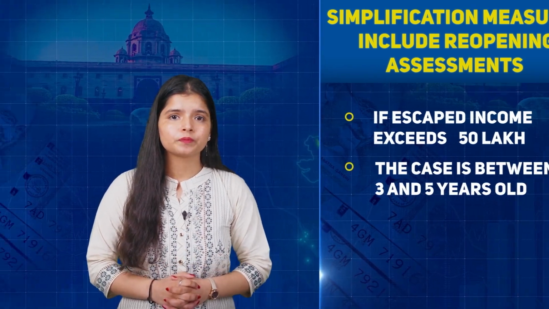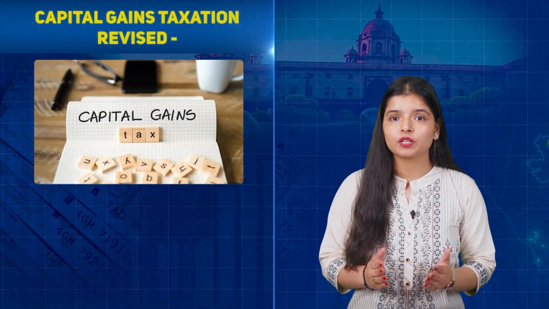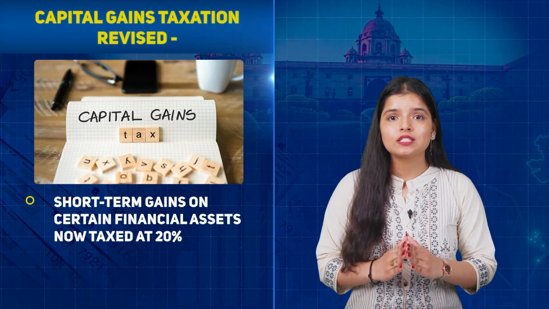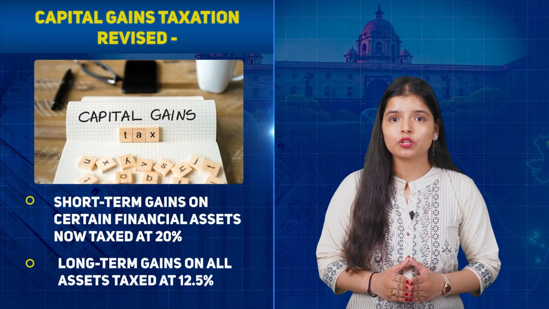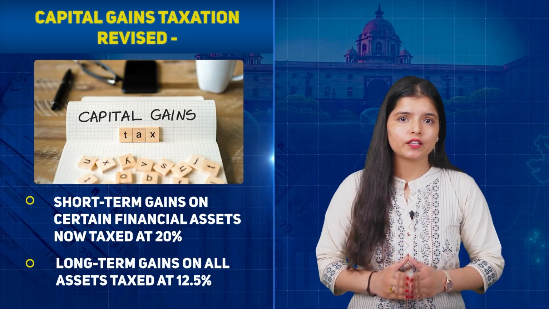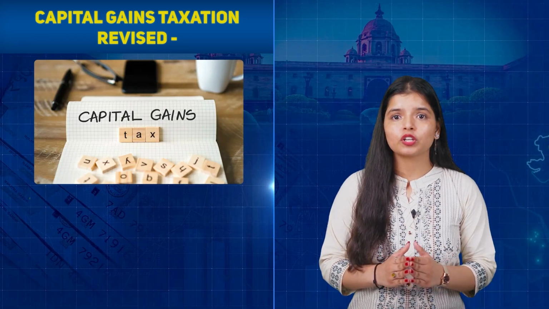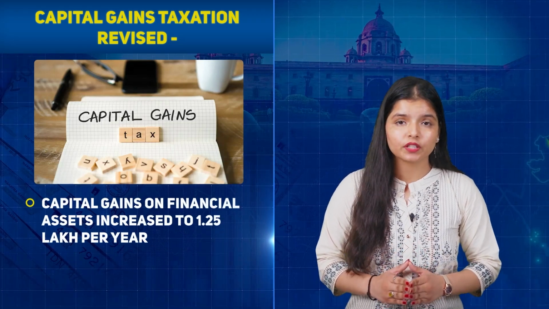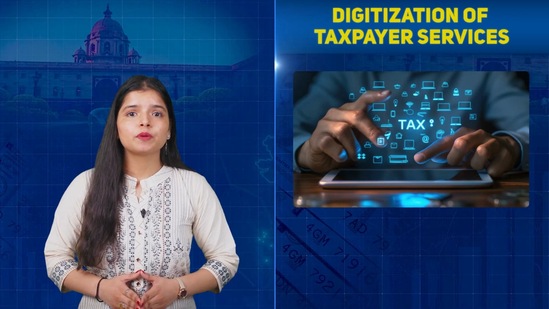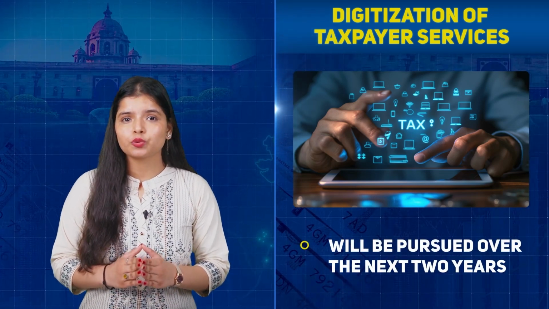Simplification and rationalization of capital gain taxation has been revised, with short-term gains on certain financial assets now taxed at 20% and long-term gains on all assets taxed at 12.5%. The exemption limit for capital gains on financial assets has been increased to Rs 1.25 lakh per year. Digitization of taxpayer services will be pursued over the next 2 years.